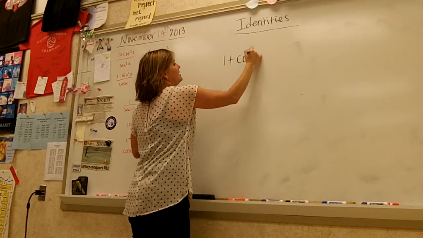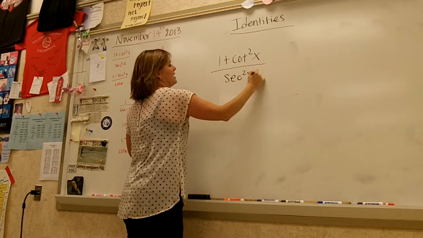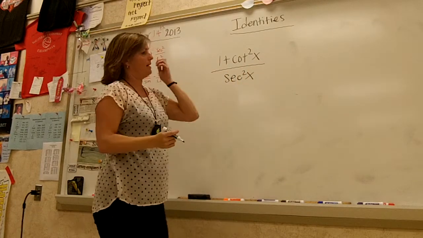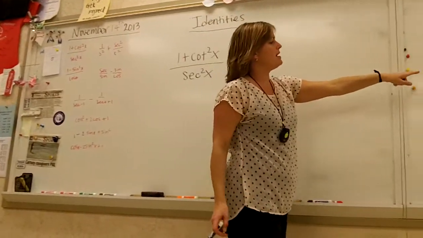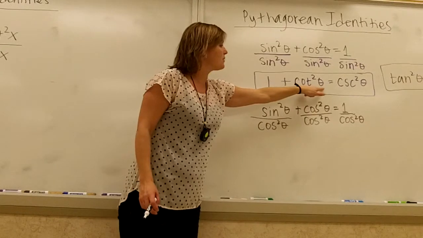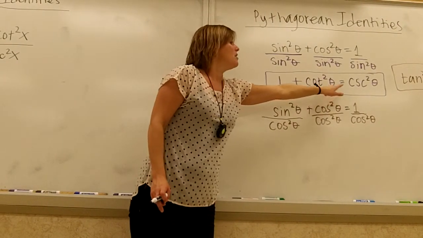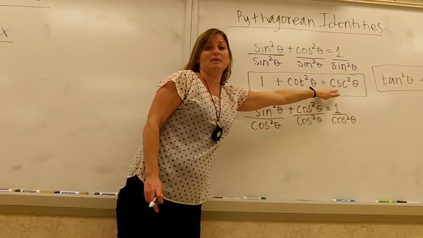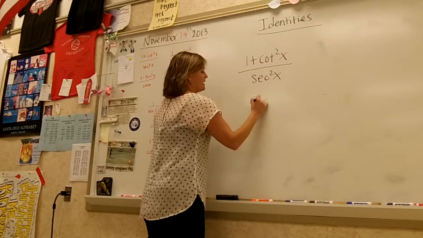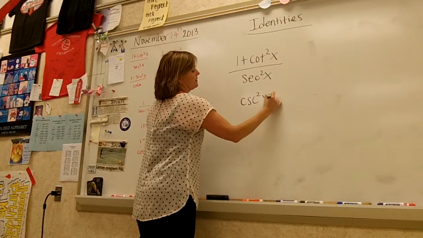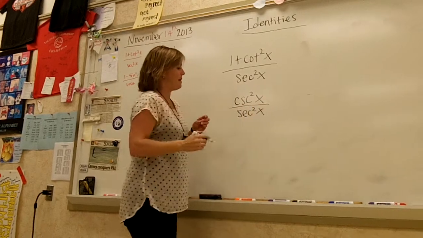1 plus cotangent squared x divided by secant squared x. So 1 plus cotangent squared x, I have that right over here: 1 plus cotangent squared theta. Does it matter what the variable is? No. I know that the whole thing on top is going to be equal to cosecant squared. So that's my next step: just write cosecant squared x over secant squared x.